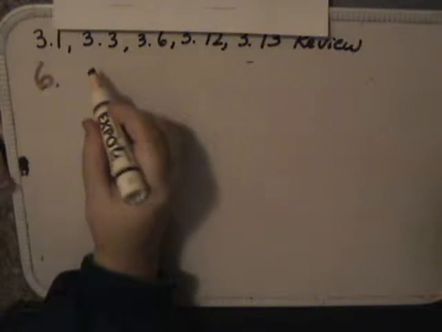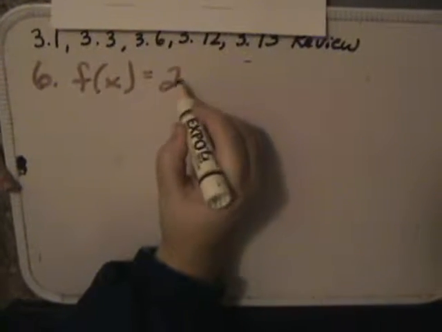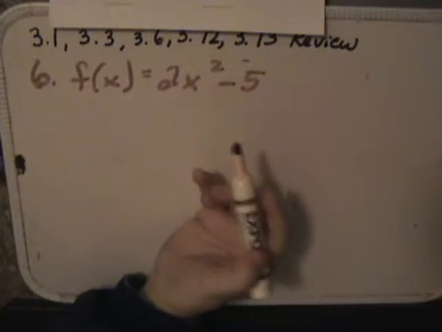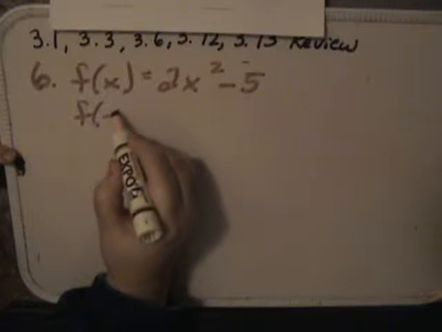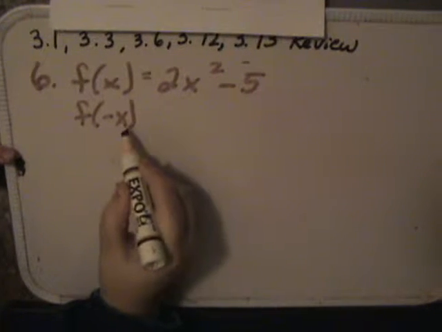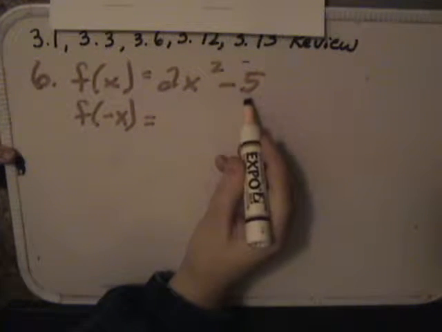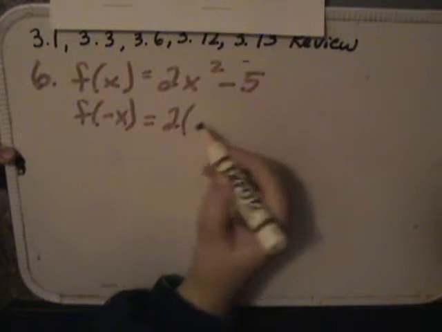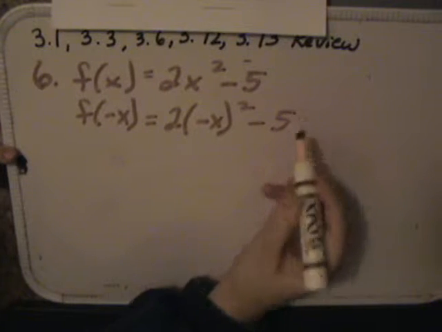And number 6 has f of x equals 2x squared minus 5. The way you tell whether something is even, odd, or neither is you plug in a negative x for everywhere that's x, and you evaluate this side of the equation to see if it's the same or different than the original equation. So we write in 2, and then I have a negative x squared minus 5.